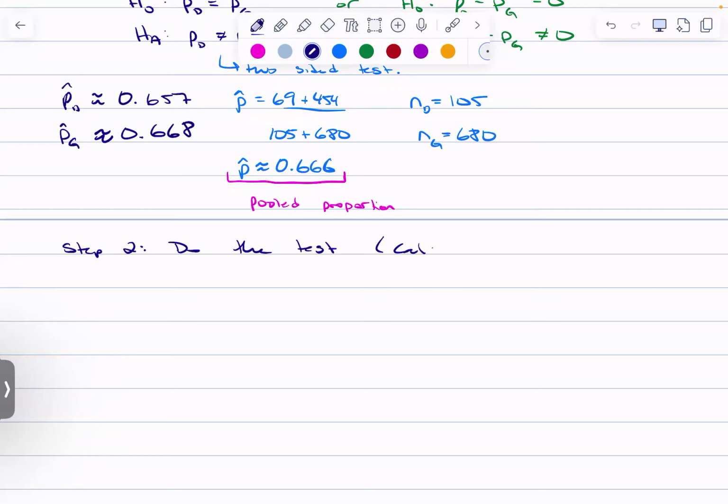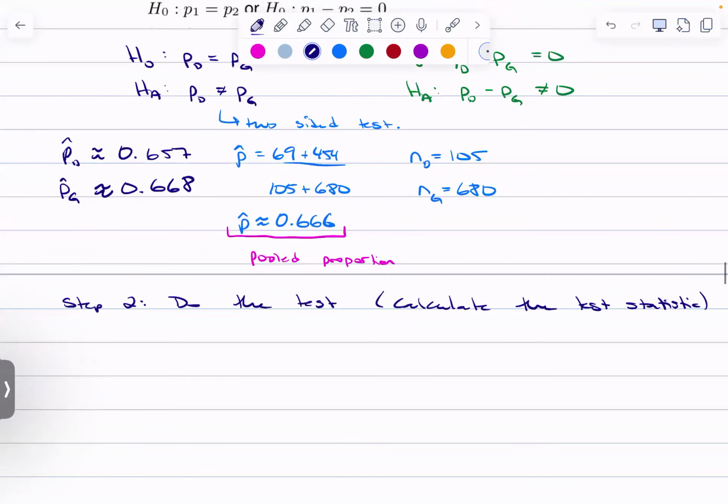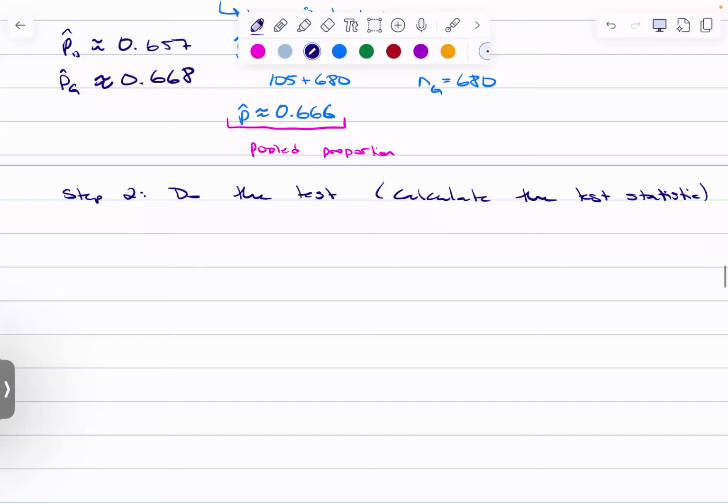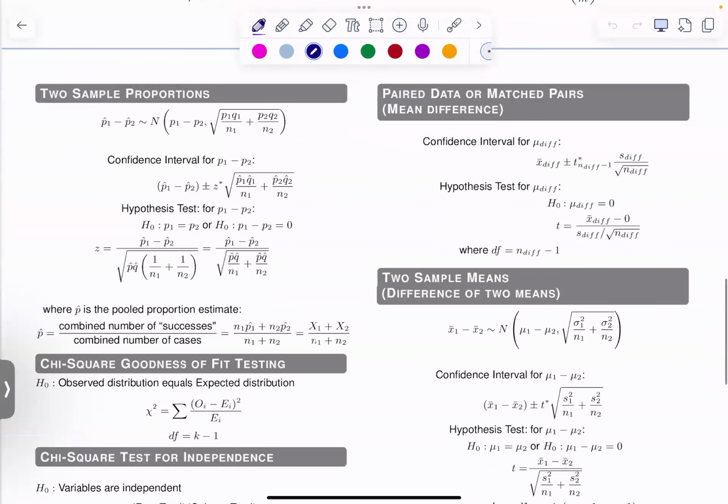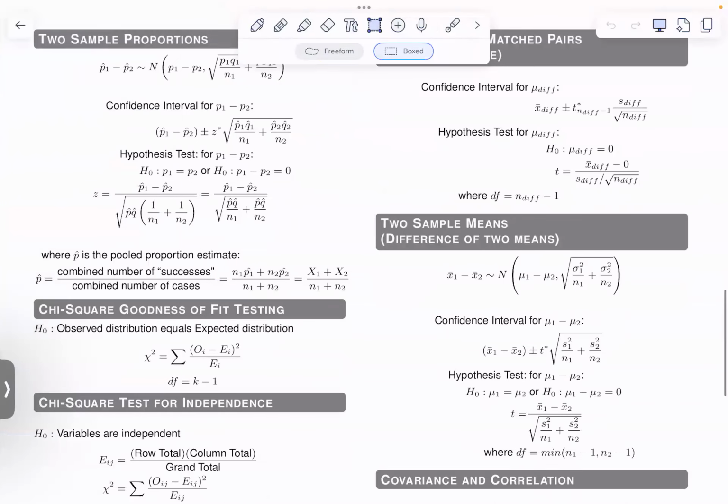Or calculate the test statistic. The reason I say that all the time now is because I used to only say do the test because I thought it was catchier. But then I had a lot of students asking me, well, it's asking for the test statistic. I don't know what that is. So now I feel like I have to call it what it is. All right, what's our test statistic? It's the next thing on our formula sheet.